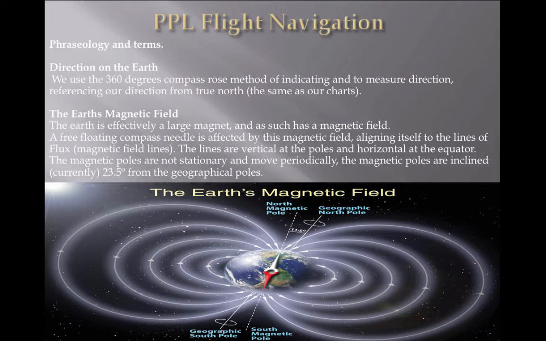The definition of the Earth's magnetic field is that the Earth is effectively a large magnet and as such has a magnetic field. A free-floating compass needle is affected by this field, aligning itself to the lines of flux, which are magnetic field lines. The lines are vertical at the poles and horizontal at the equator. The magnetic poles, as we said earlier, are not stationary and move periodically. The magnetic poles are inclined currently at 23.5 degrees from the geographic pole.